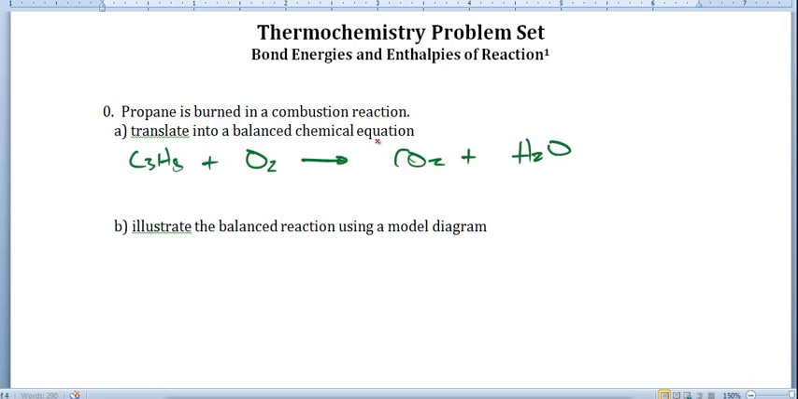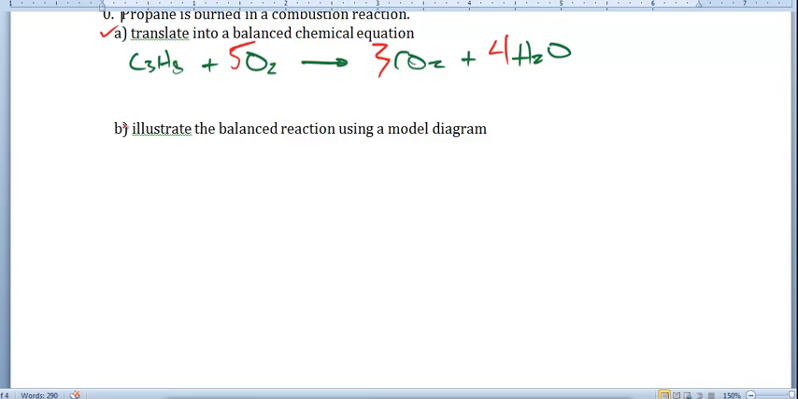So you got 3 carbons over here, so you got to put a 3 there. You've got 8 hydrogens, so you got to put a 4 here. Now let's look at the oxygens. We've got 3 times 2 is 6 plus 4, so that's 10 oxygens on the right. So in order to get 10 oxygens on the left, we got to put a big old 5 there. Now we know the stoichiometry of this chemical reaction. So we've got A. Now part B, illustrate the balanced chemical reaction using a model diagram. Okay, all right, no problem. So we have 1 molecule of propane, and that's all.